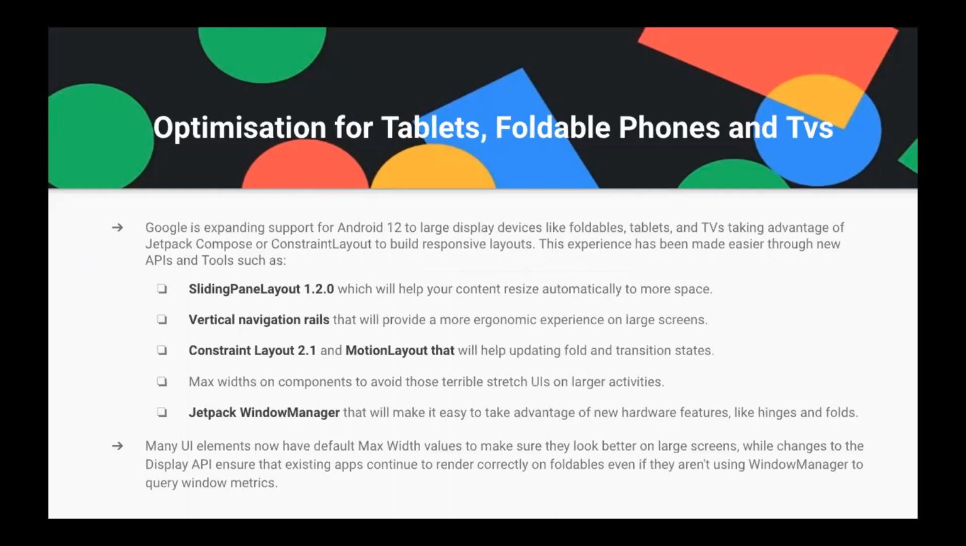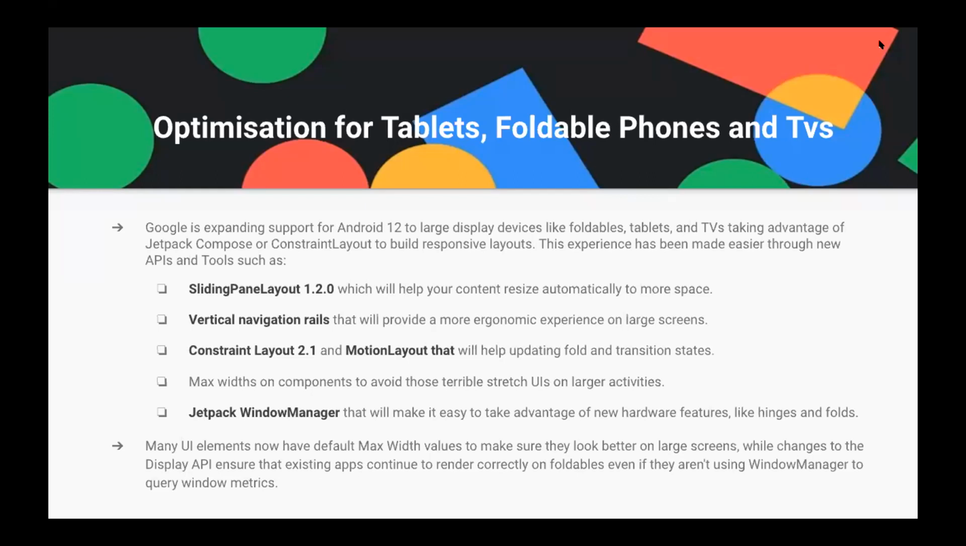Android 12 has now been optimized for tablets, foldables and TV. Google is expanding its support for Android 12 on these large display devices. And so it's taking advantage of what we all know, Jetpack Compose and the constraint layout, to build those responsive layouts. New APIs and tools have been built to enable this.